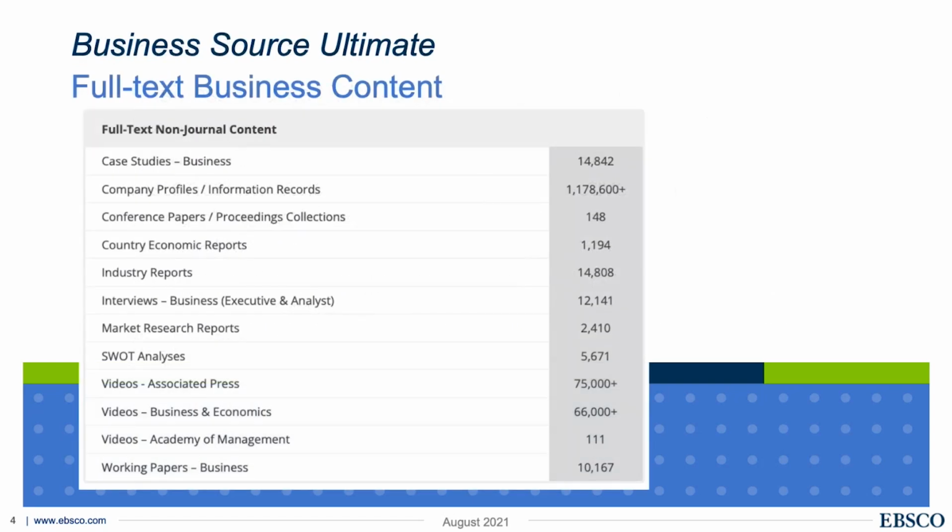Now, if we look at other content on there, excluding just that full text content that we talked about, again, it's littered with a huge amount of different options that you will certainly use throughout your research. So things like SWOT analysis, industry reports, company profiles. There's 1 million plus of those on there. So a huge amount of resources for you to use. So not only journal content, but also non-journal content.